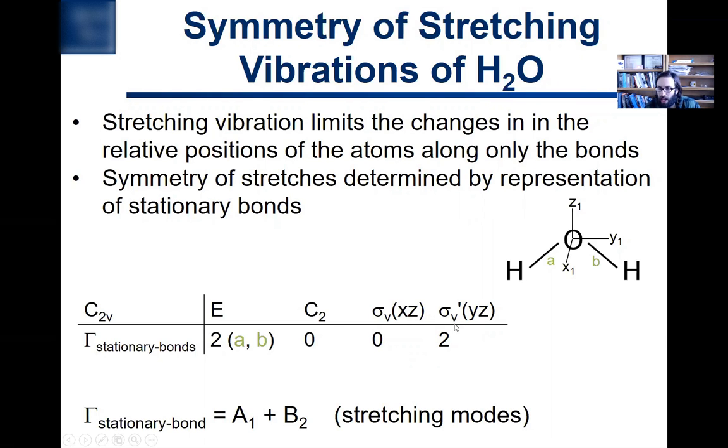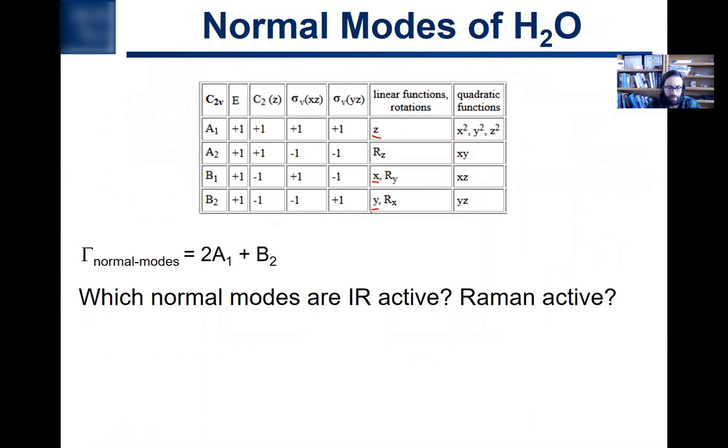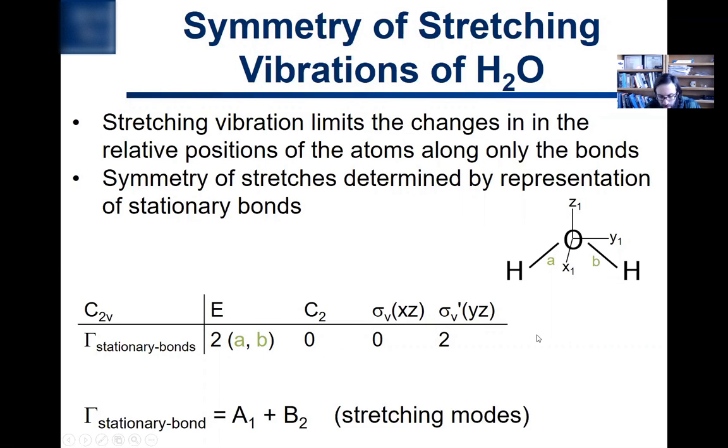We look at how to reduce this representation, 2, 0, 0, and 2, and we get that as A1 plus B2. Where did I get that? I looked at the character table and noticed that 1 plus 1 is 2, 1 plus -1 is 0, 1 plus -1 is 0, and 1 plus 1 is 2. So if I add up A1 and B2, I get 2, 0, 0, 2, which is what our reducible representation was. So gamma stationary bond is A1 plus B2. That tells us we have 2 stretches. 2 out of the 3 normal modes are stretches.